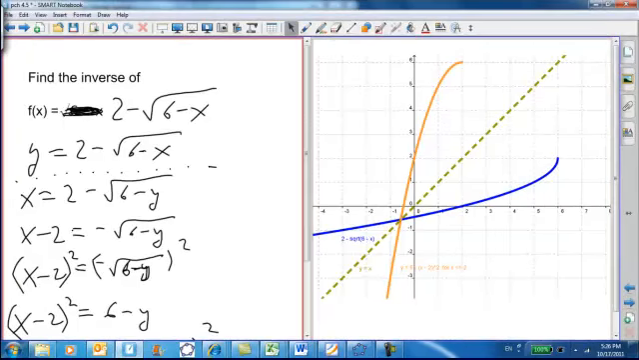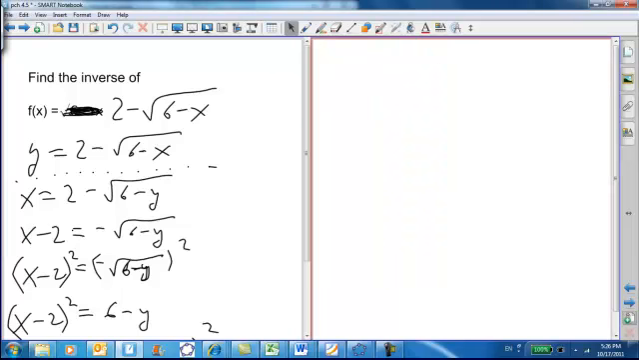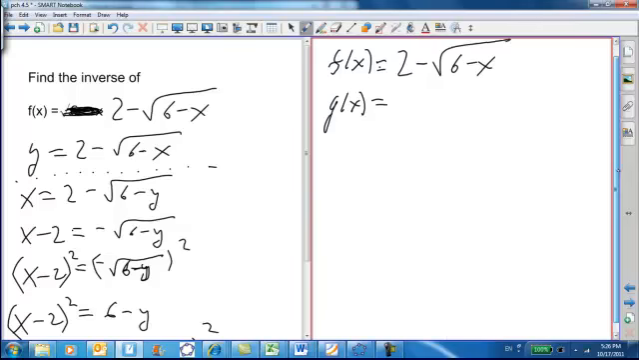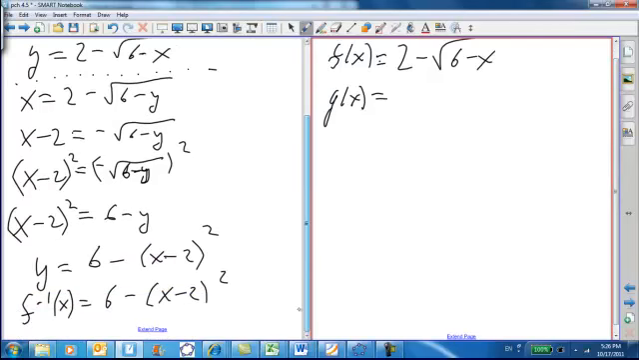Well, let's insert a page in here and see what happens when we do the composition of these two supposedly inverse functions. We're claiming that f of x equals 2 minus the square root of 6 minus x. And g of x, the inverse, is 6 minus (x minus 2) squared. So let's put these inside each other.